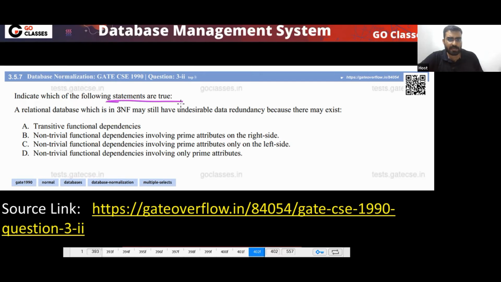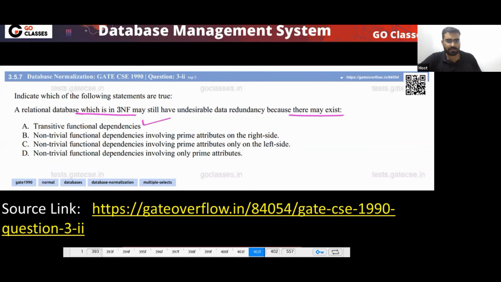Which of the following statements are true? A relational database in 3NF may still have undesirable data redundancy because there may exist, in 3NF, a transitive dependency. So tell me, in 3NF, can we have transitive dependency? Yes, you can have. Correct? So yes, you can have.